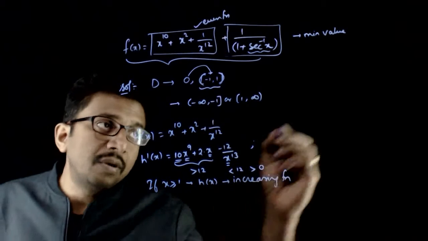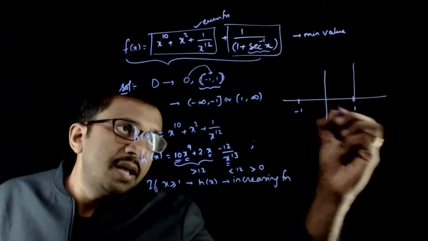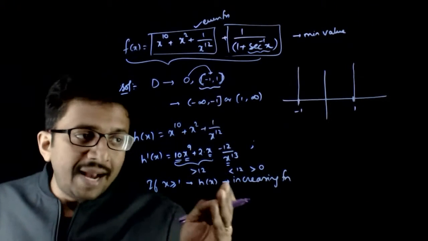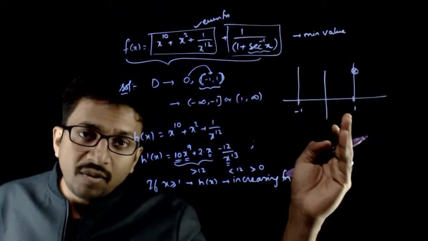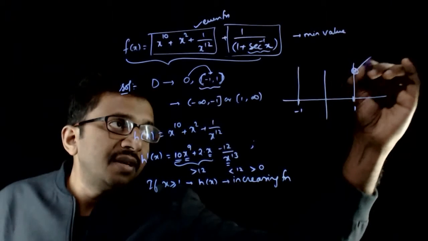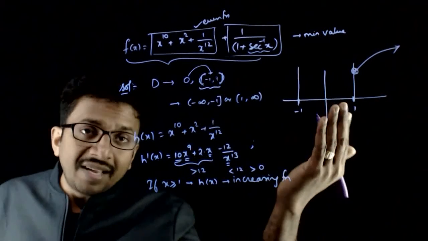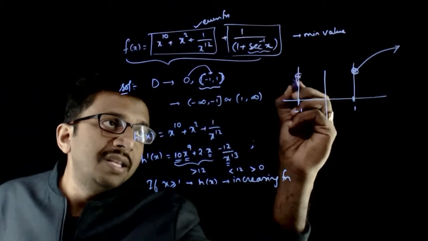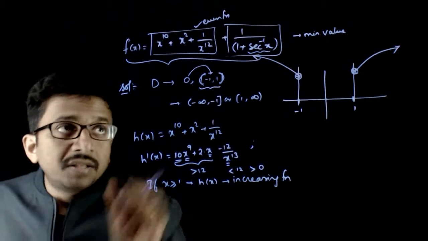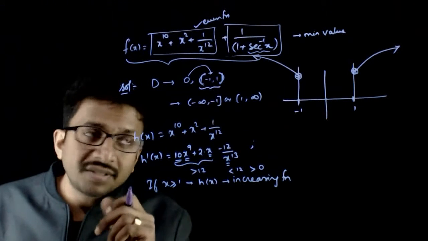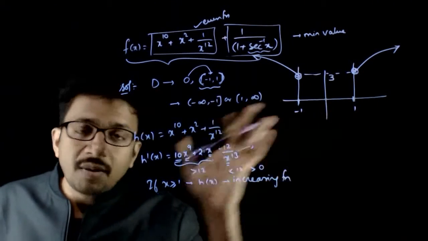So how does the graph of this look? I'm only looking after 1 and before minus 1. At exactly x equal to 1, the value is equal to 3. And after this, the graph is an increasing function, that means the value is increasing. Similarly, because it's an even function, I can just flip the graph here. The graph on the negative side will be something like this. So what is the minimum value of this expression h of x? The minimum value of h of x is equal to 3, and it occurs at minus 1 and plus 1.